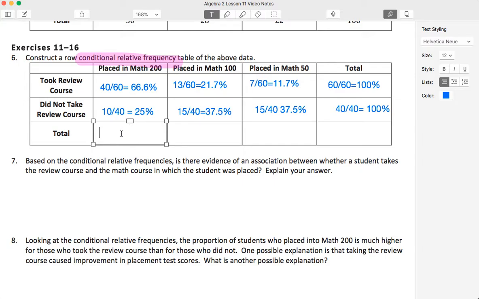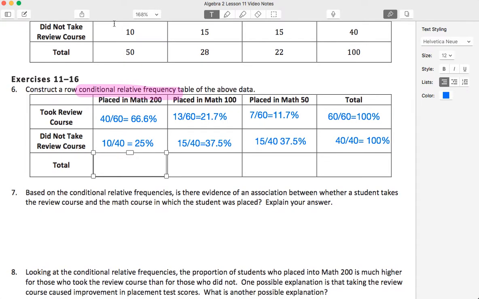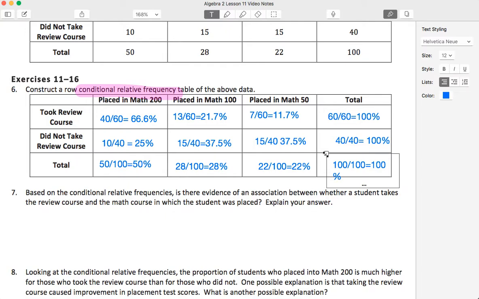So total out of all the students, 50 students got into Math 200 out of the 100. So 50 divided by 100 is equal to 50%. 28 divided by 100 is going to equal 28%. 22 divided by 100 is equal to 22%. And then, of course, total, this side should be 100. Okay, let's talk about what this means.